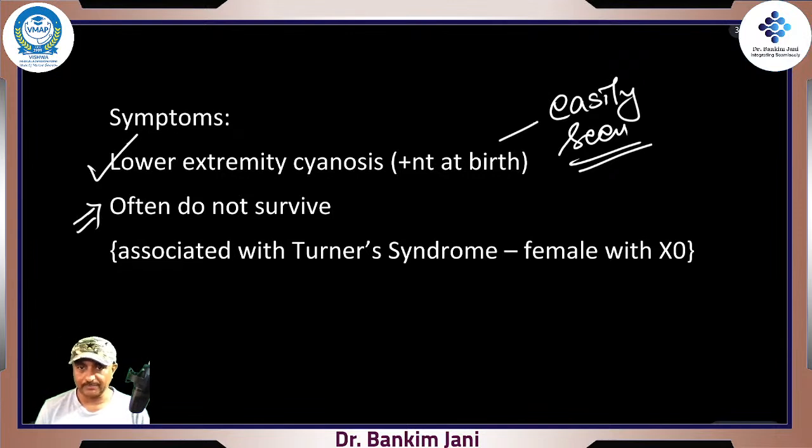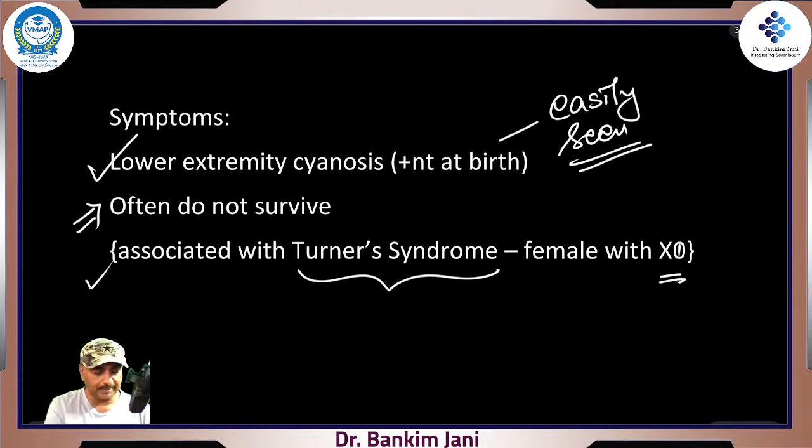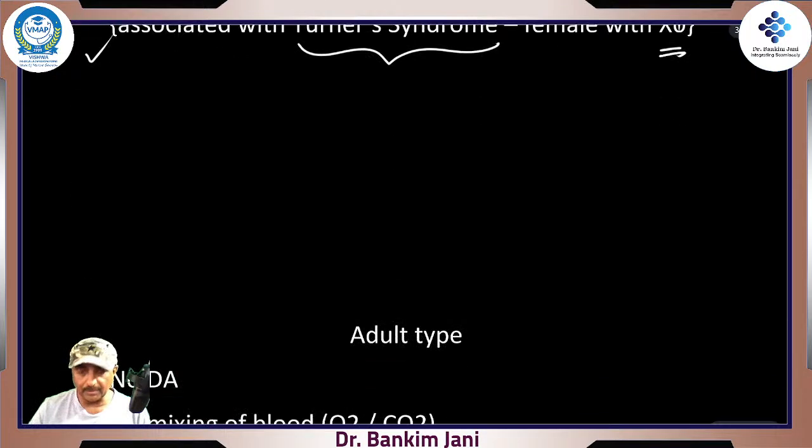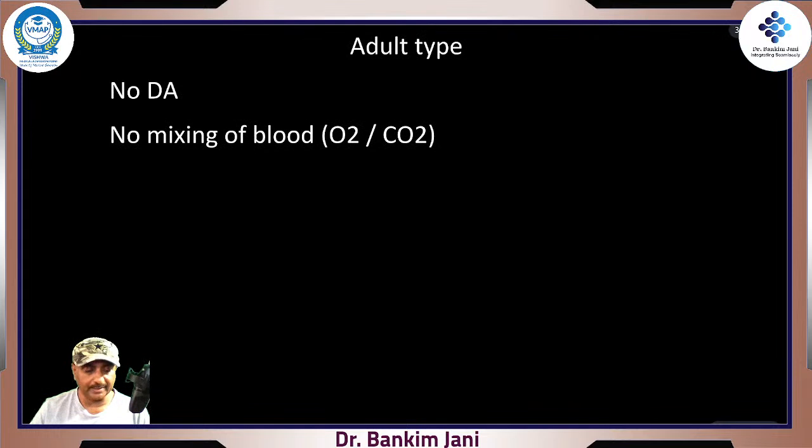They do not survive. This is associated with, when we'll be learning endocrinology, at that point we'll be talking about Turner syndrome, why in a female with X0, right? X0. So in Turner syndrome, why it is associated, right? But right now, just remember that it is associated with Turner syndrome. When we talk about the adult type, right? The adult type.